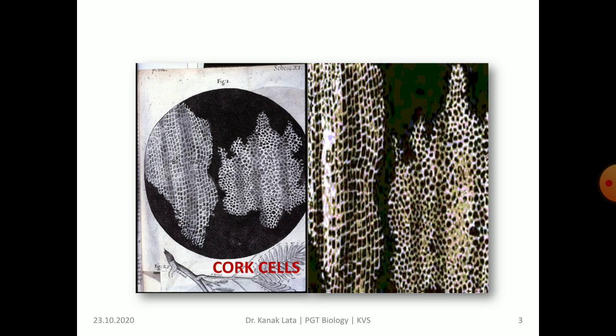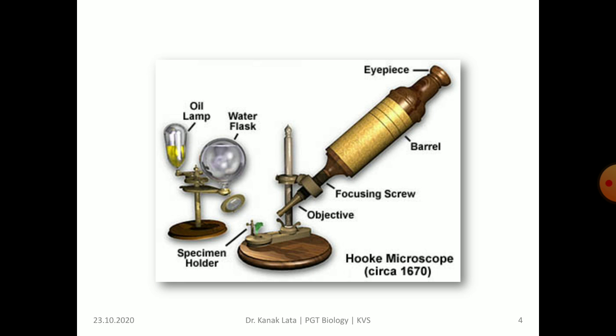In the given figure, you may observe the microscopic structure of a thin slice of cork tissue showing tiny cells. It is the primitive and crude microscope assembled and used by Robert Hooke, and its magnification power was 14 to 42 times.